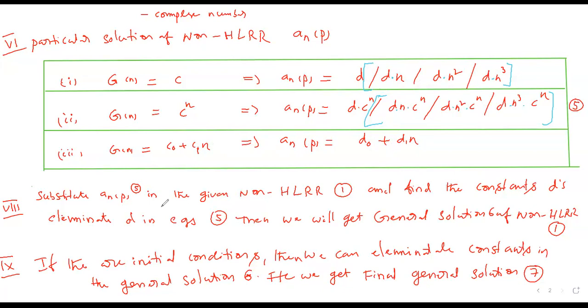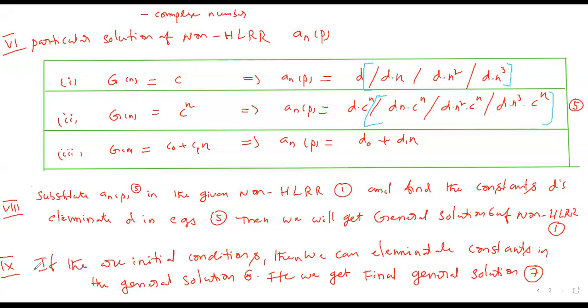So in this particular solution, what can we do in step 8? In step 8, substitute the a_n of p, which means equation 5, in the given non-homogeneous recurrence relation, that means in equation 1. The constants, the d's, we can eliminate. If you eliminate the d's, then we will get our required general solution of the non-homogeneous recurrence relation.